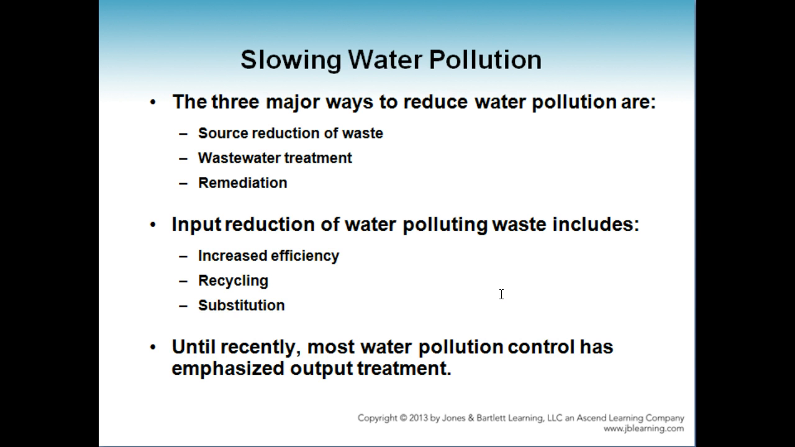Three major ways to reduce water pollution are source reduction of waste, wastewater treatment, and remediation of polluted waters. Focusing on input reduction of water includes increased efficiency, recycling, and substitution. Until recently, most water pollution control has emphasized output treatment rather than input reduction.